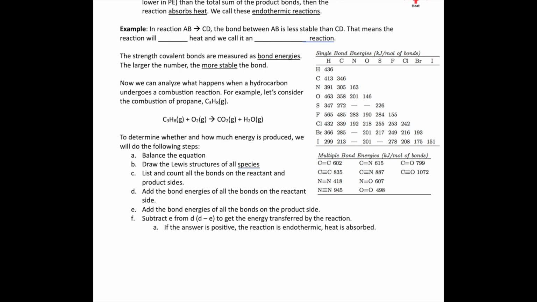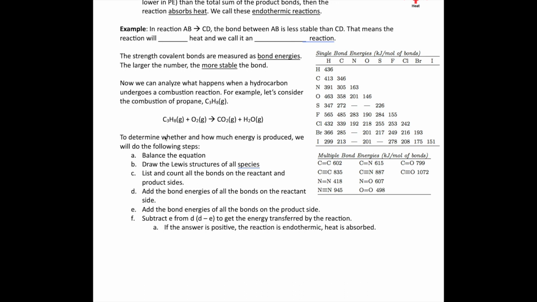Now we can talk about how to calculate the energy that is released from a combustion reaction. We're going to use the hydrocarbon propane, which has the formula C3H8, to help us understand this process. There are a number of steps you have to follow. The first is you have to start with the balanced equation of that combustion reaction. And then you're going to have to draw the Lewis structure of all the species that are involved, both the reactants and the products, figure out what kinds of bonds you have, and count all of them.